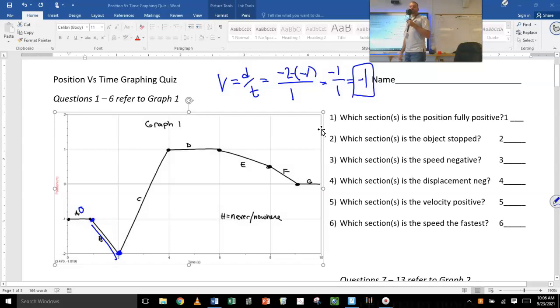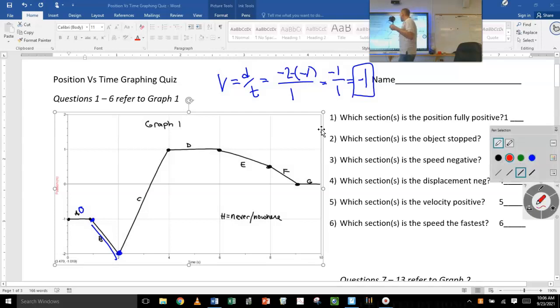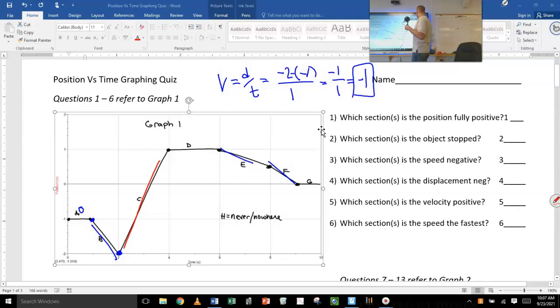So the question for number 5, when is the velocity positive, is when does it have a positive slope? Right here at C, E, and F are negative slopes. So the only place where I have a positive velocity is going to be section C. Number 5 is C.